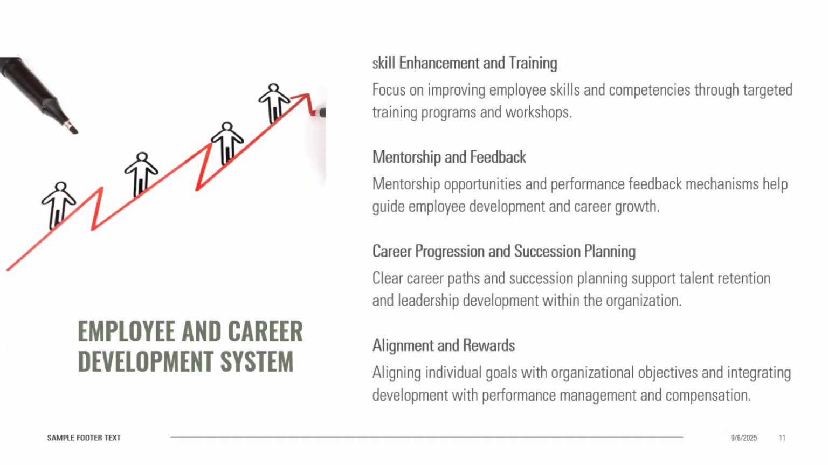The next component is employee and career development system. It is necessary to focus on improving employee skills and competencies. So how is this possible? Through training programs and workshops. It is necessary that wherever possible you use mentorship as an opportunity. Provide performance feedback, which will help an employee to get guidance, and it will also help them to focus on career growth.